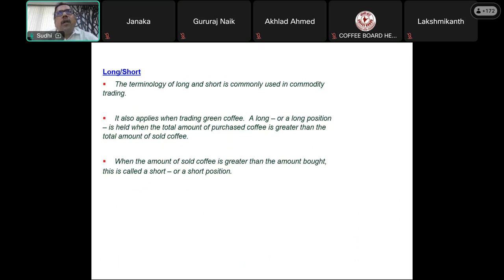Roasters have the stock, they don't buy coffee, but planters want to sell the coffee. In such a case, exporters have to buy the coffee and go long. So that means he doesn't have the position on the sales side, but he still buys the coffee. So that is called the long. So if you have got a coffee which is not sold, it is long.